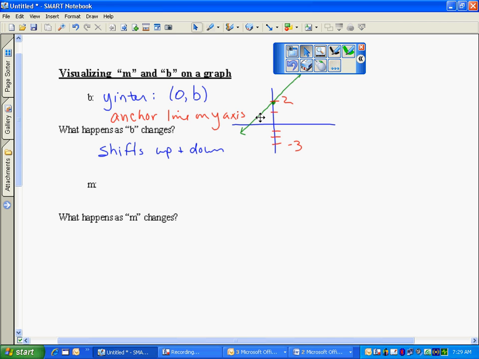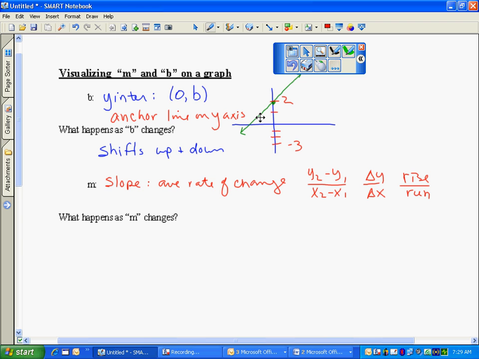Now m is the slope. It's the average rate of change. It has a formula, y2 minus y1 over x2 minus x1, which just is change in y over change in x, which we can count as rise over run. All of those will find slope. Now, what happens as I change m?